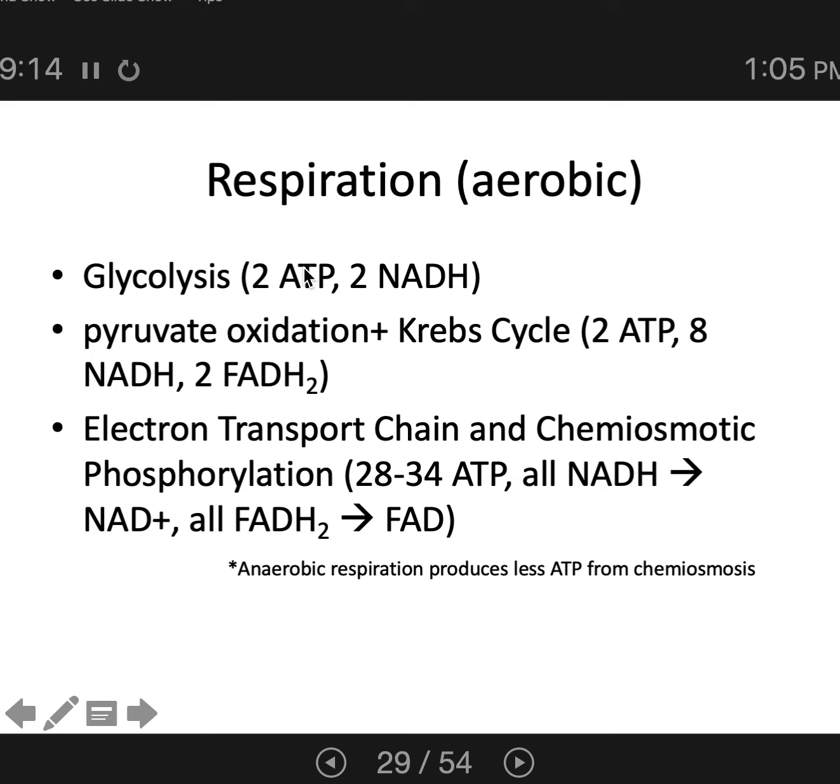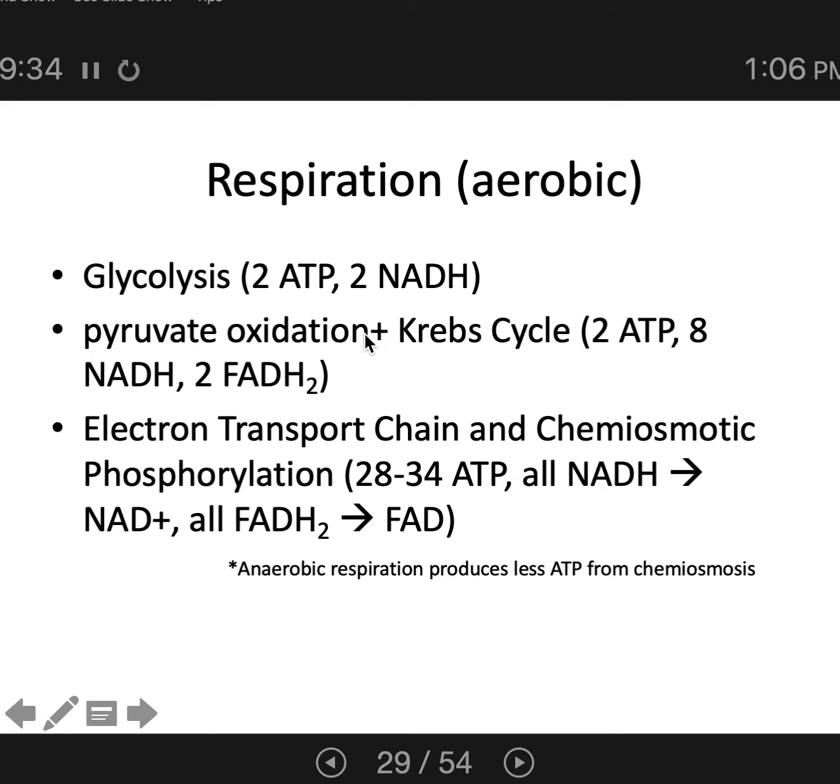Okay. And then the next step is pyruvate oxidation plus the Krebs cycle. I like to lump these together. Some textbooks will separate them, but I lump them together because pretty much the same thing is happening here. It's to the same end. Okay. And I'm going to go back through each of these steps and give you more info on each step.